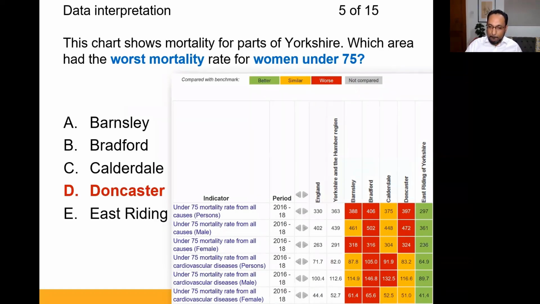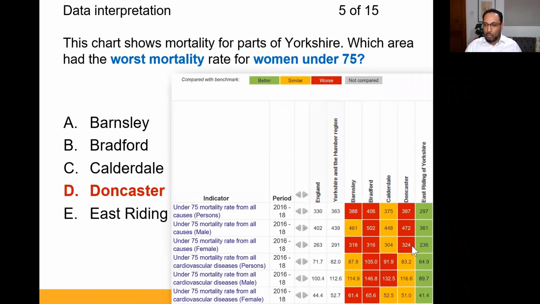Similarly, if you look at cardiovascular mortality for women, Bradford had the worst rate out of all of them. So some people might have read women under 75, but not read that this was just worst mortality. They looked at cardiovascular specifically. That's one reason they might have got it wrong. Other reasons they might have got it wrong: just looking at the wrong row, looking at men or looking at all persons. And then the other answer that was popular is Barnsley. So why might someone have picked Barnsley? The only reason I can think someone might have picked Barnsley is that they looked at this and looked at this and just didn't look further along and see that Doncaster was worse.